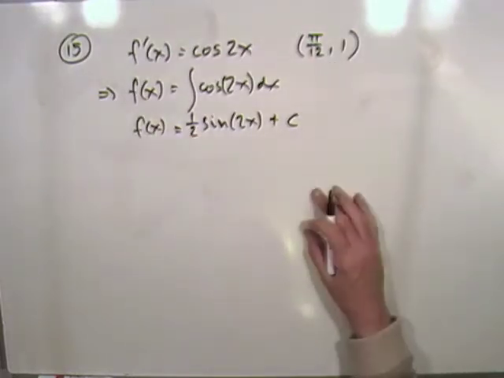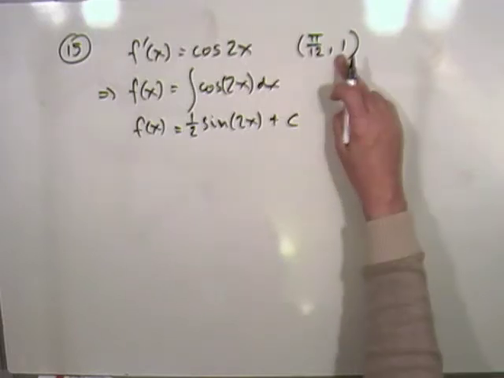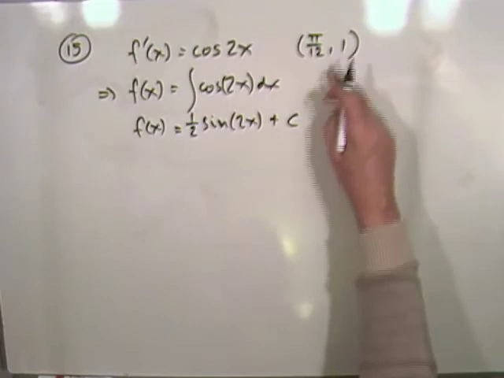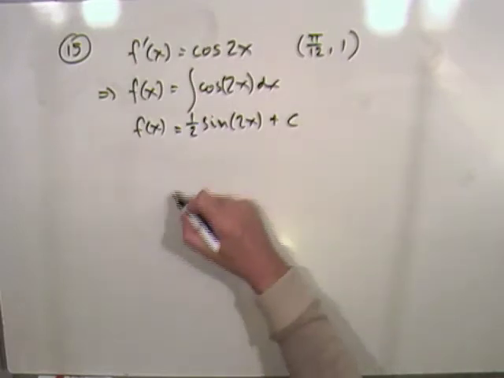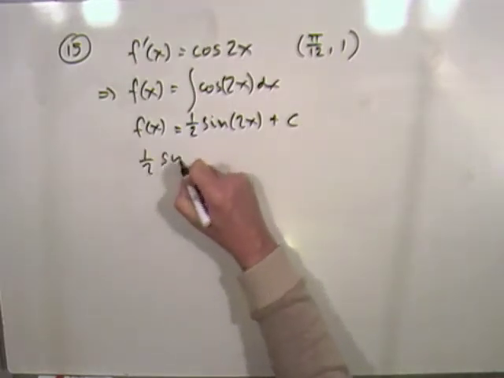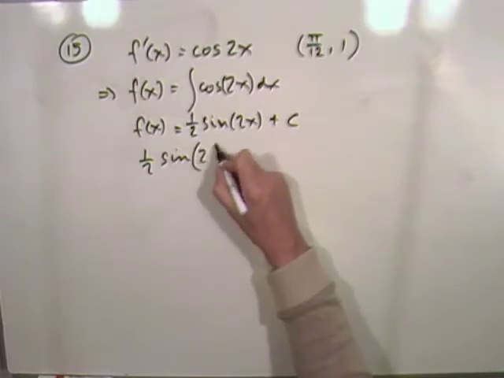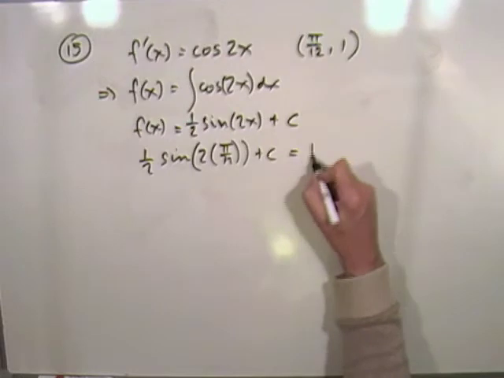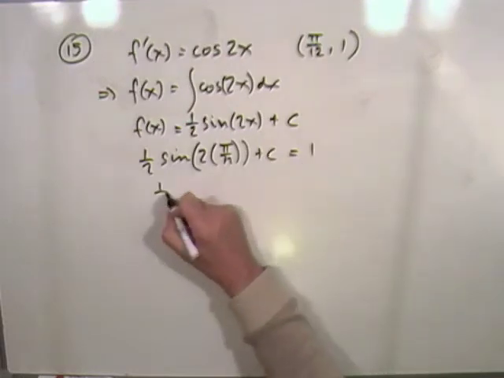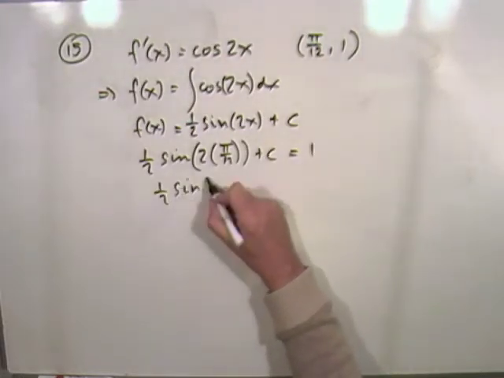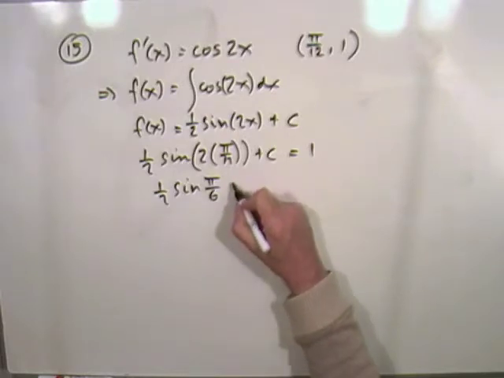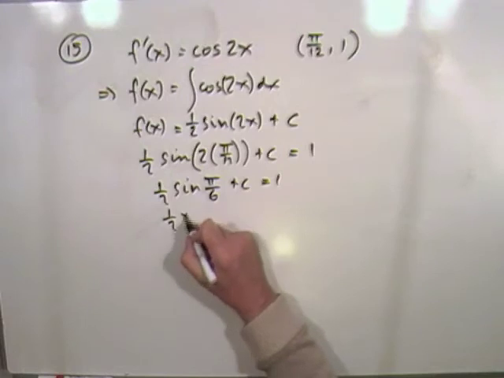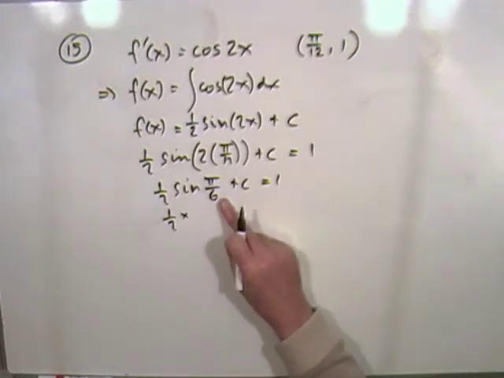Then you get this information. It passes through this point. When you put pi upon 12 in for x, the answer turns out to be 1. So that means a half of the sine of 2 times pi upon 12 plus c should come to 1. So what's that? A half of the sine of pi upon 6 plus c should equal 1. And this is in radians.